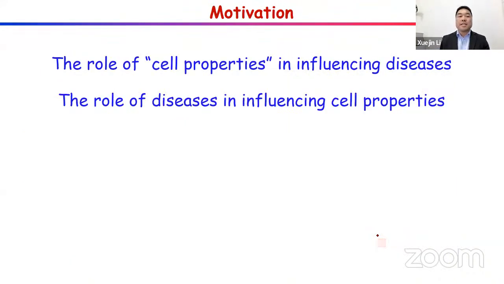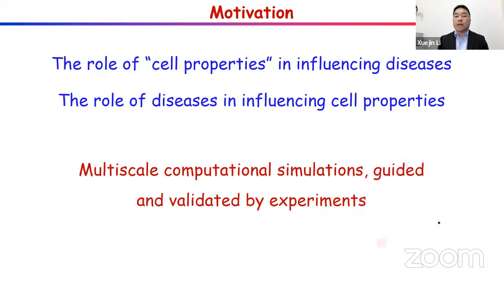So, one question is, what's the role of the cell mechanical property in influencing blood disease? And one more important question is, what's the role of this membrane defect in disease in influencing cell mechanical property and its flow behavior in the microcirculation? It's not clear by far. So here, we address this question through multiscale simulations. And these multiscale simulations are guided and validated by companion experiments.